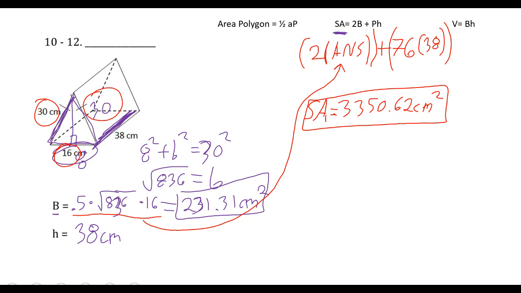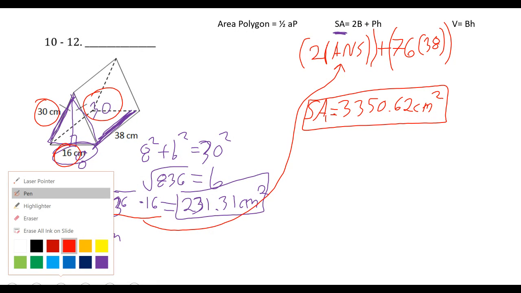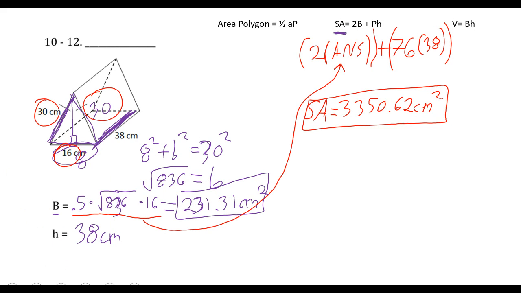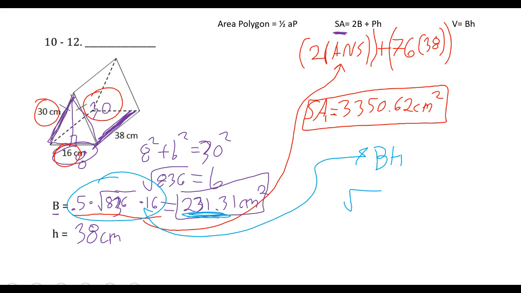All right, last but not least, the volume. This is what we were all waiting for. Hopefully it's a little easier this time because it's just base times height, right? Big B. So the big B was this, right? This stuff. So if you want a most precise answer, you punch this right here, and then you multiply it by the height, which was 38. So it looks like you could do this, 0.5 times square root of 836 times 16. All this is the base times the height, which is 38.